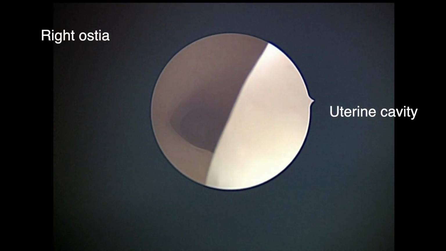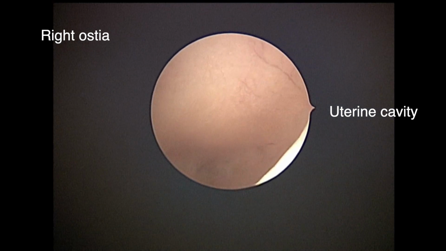This is the right ostia being seen, and this is the left ostia being seen. There is a polypoidal endometrium on the posterior uterine wall, but there is no well-defined polyp. This is the endometrial biopsy being taken under vision.